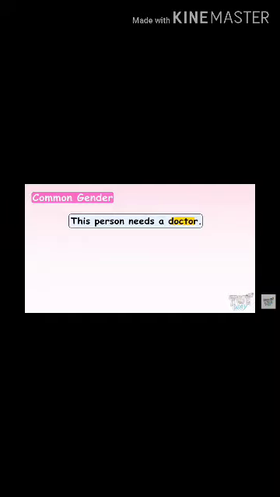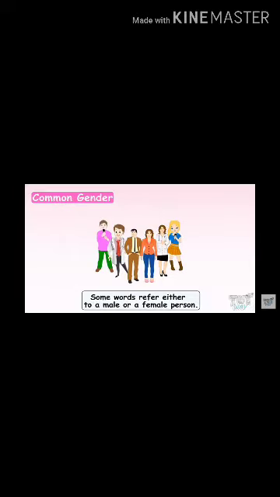Next is: this person needs a doctor. So doctor, it is not that it is only a female doctor or a male doctor; it can be both. So doctor is a common gender here. Think of many words. Engineer, an engineer can be both male or female too. The next example is teacher. In your school you are having teachers. A teacher can be female or male too. So teacher is a common gender.